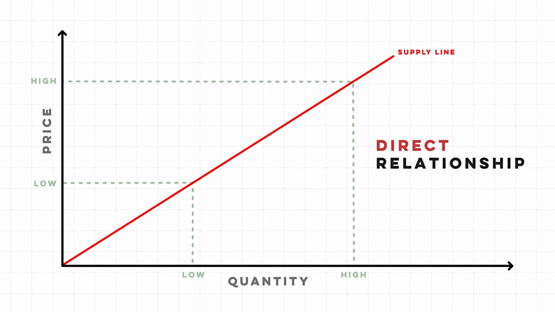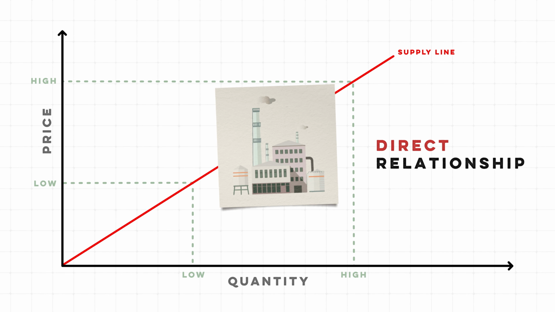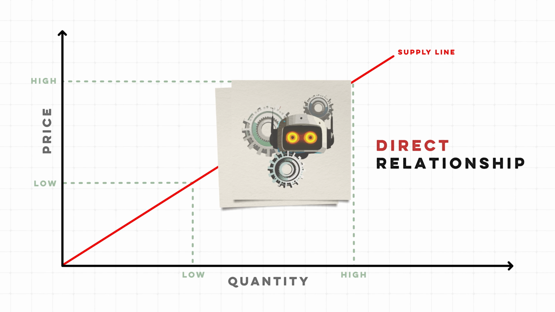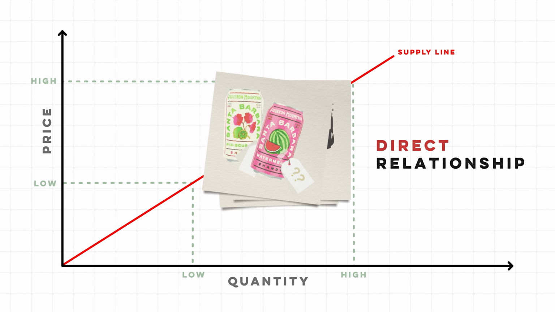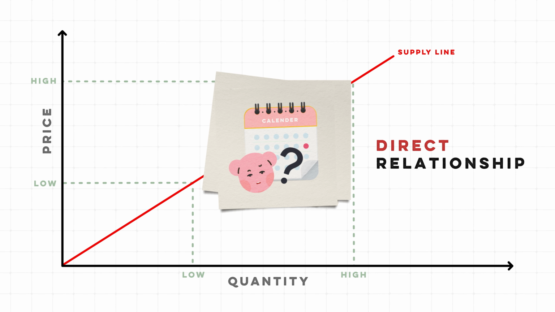The supply line can also shift, and factors that can affect the shift include a change in production costs, technology, prices of related goods, and also expectations about future prices.